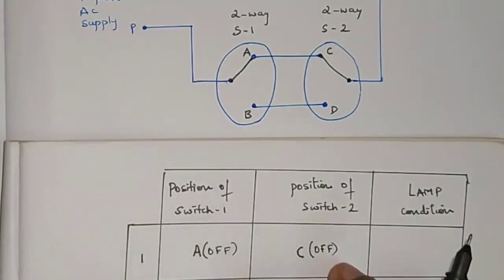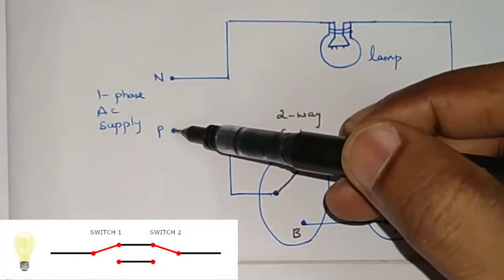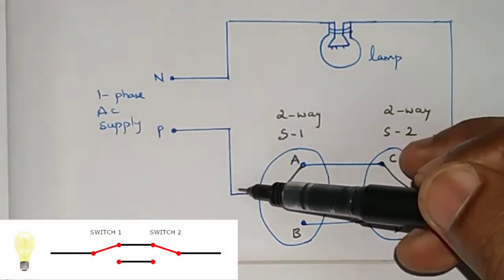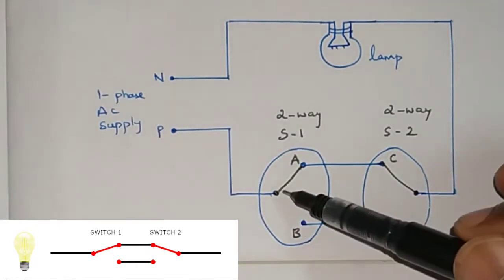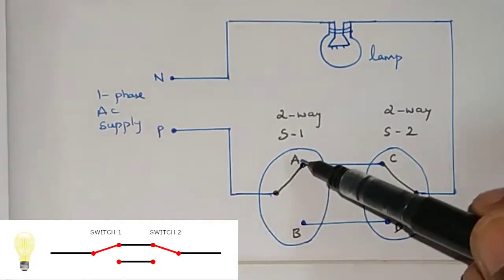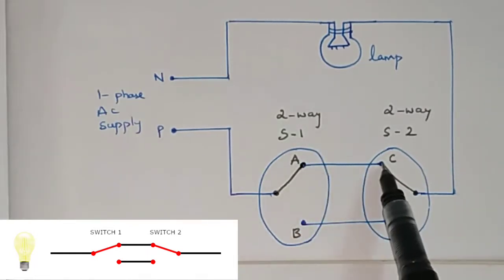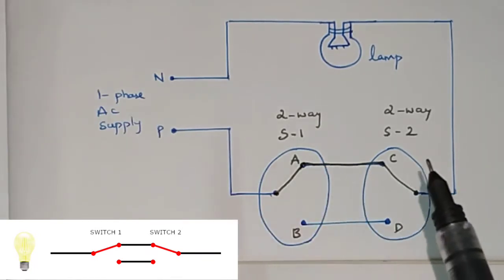Now according to this condition, we will find out what the lamp condition will be, whether it is on or off. As I told you, from phase the current will start to flow. From there it will reach the middle terminal of switch number 1. Since switch number 1 is in A position, it is connected to the first terminal. So current will flow. Why? Because there is a path. Then from A to C it will flow. Why? Because there is a straight line, which is nothing but a path for current to flow.